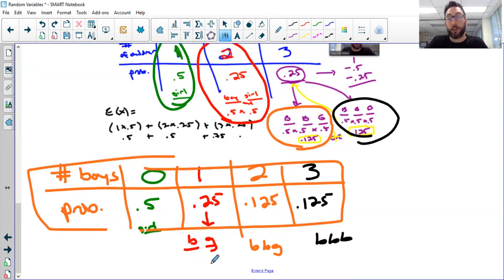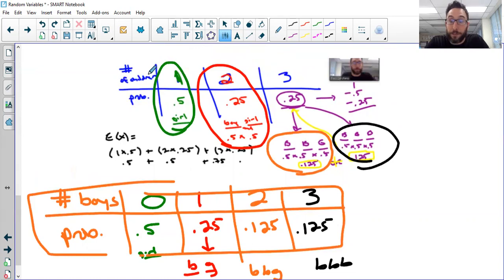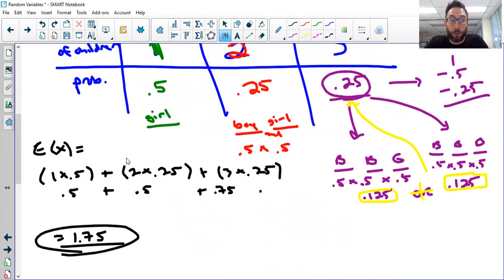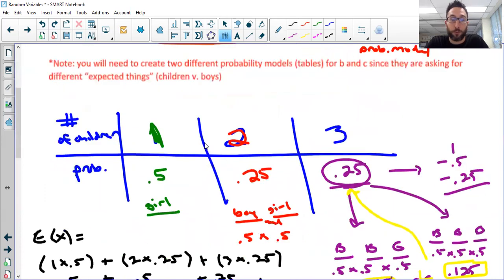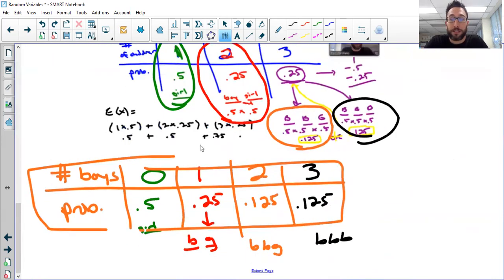So similar to what we saw with the darts today, a couple of takeaways. What goes along the top here as our outcomes, number of children or number of boys, is based on the wording in the question: expected number of children versus expected number of boys. And the second thing is you really have to be patient. You have to break down each scenario.